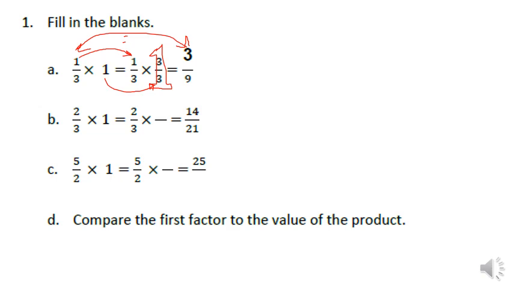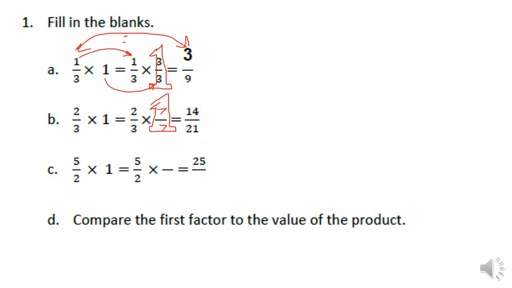We have 2/3 times 1, which we know is equal to 2/3. Now the key here is 3 times what equals 21, and I know 3 times 7 is 21. So 7, in order to make this 1 whole, has to be 7 sevenths.